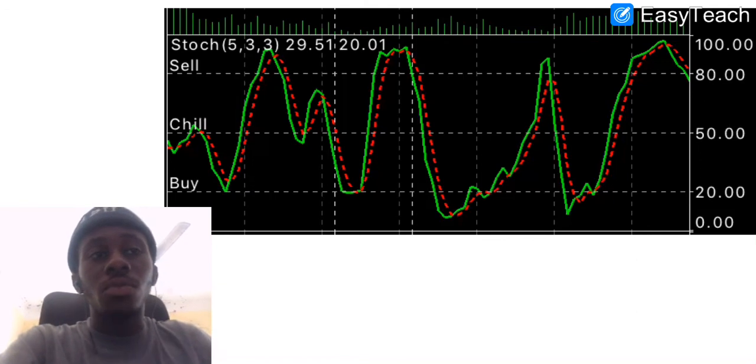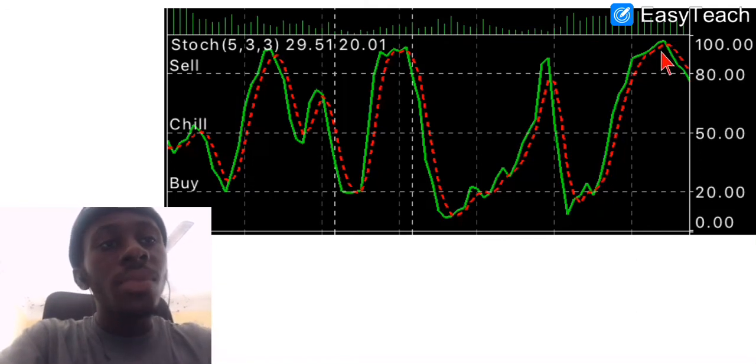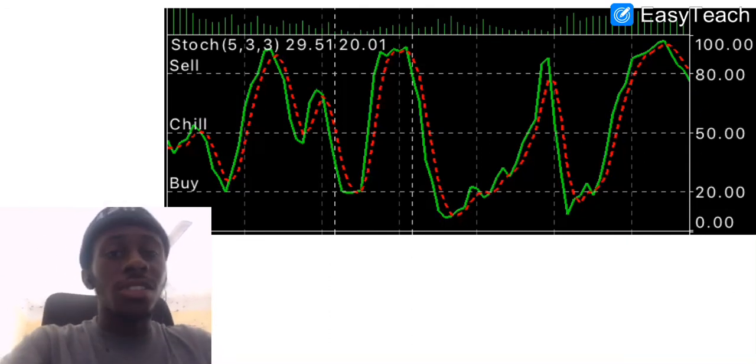If you look here, the green had crossed the red perfectly. I know some traders will make entry here. But if I were you, I'll wait for confirmation for the green and the red to cross the 80. Then I'll sell. It goes down, you take your profit. So that is how it is done.